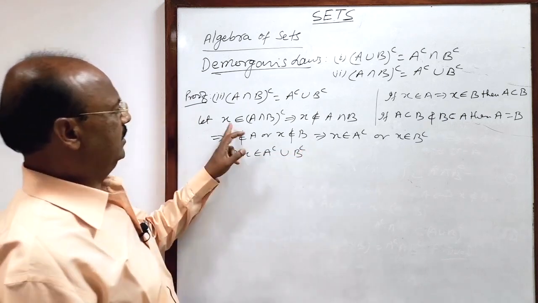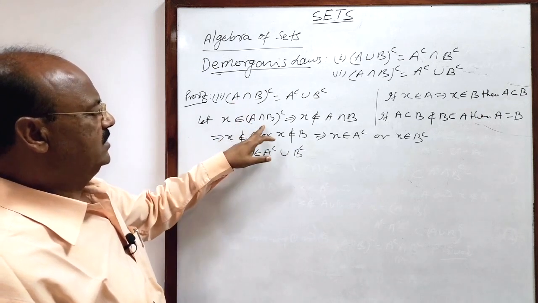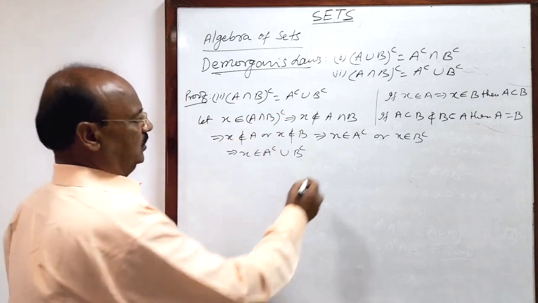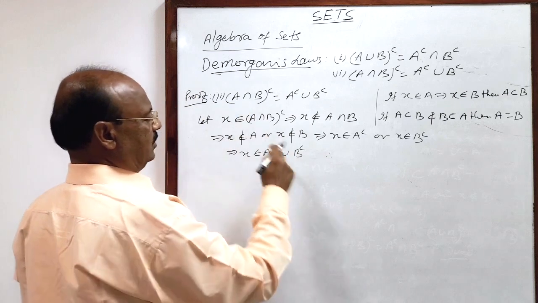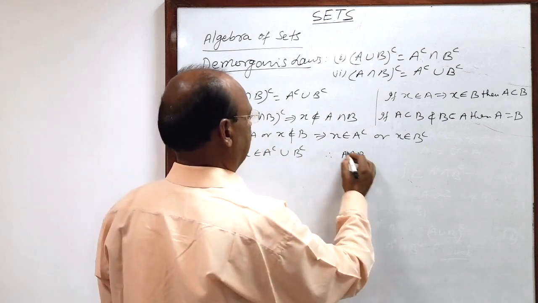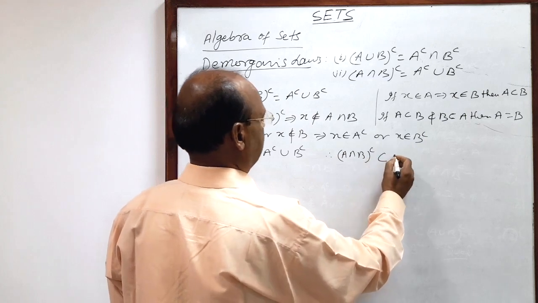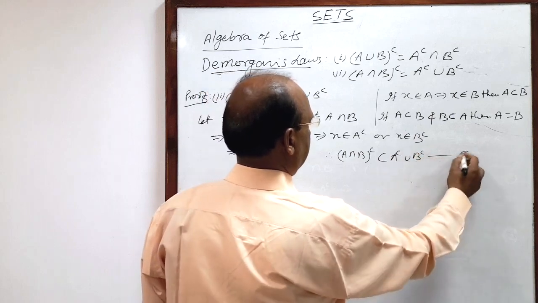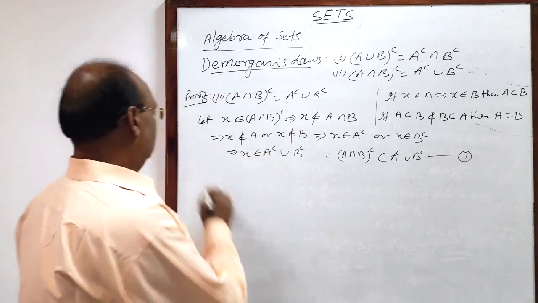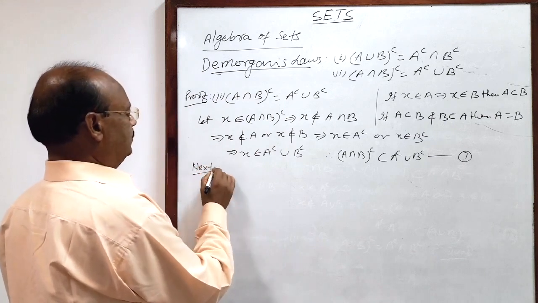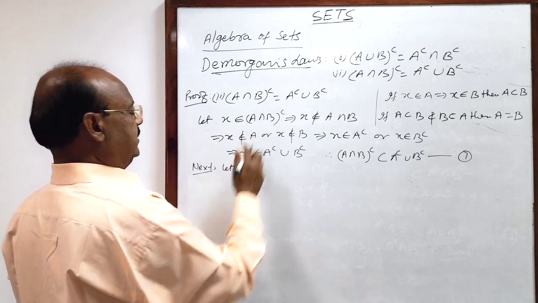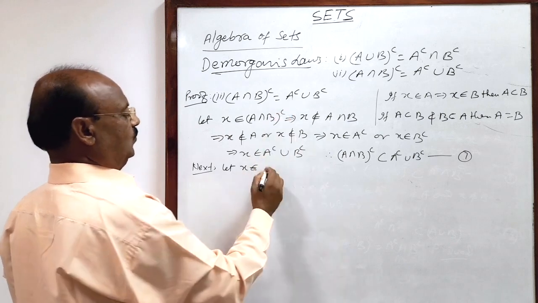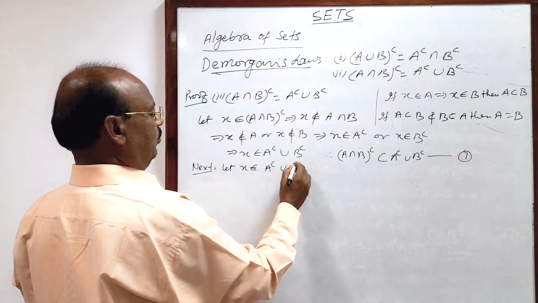So you see, here we had started from the left hand side, X is belonging to the left hand side, and we are coming here to the right hand side, X belonging to the right hand side. So therefore LHS is a subset of RHS. Therefore (A intersection B) whole complement is a subset of A complement union B complement. Suppose this is relation number 1. Now we'll follow the reverse path. Let X belong to the right hand side, A complement union B complement.